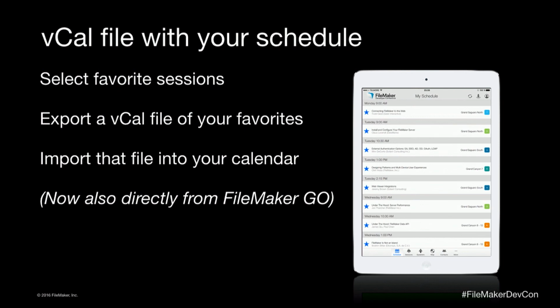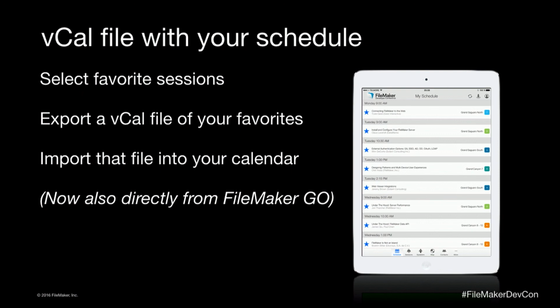There's also another feature where you can create a vCal file with everything you have selected on My Schedule. This feature creates a file with all the sessions that you have selected and puts it into a vCal file, which is a standard format, and it exports that file so that you can import it into your calendar. And right at the bottom, now it's also possible from FileMaker Go. It wasn't possible last year, so that was a desktop feature only. But this year we got a new calculation function that enables us to create a file in the right encoding so that the calendar will accept it.